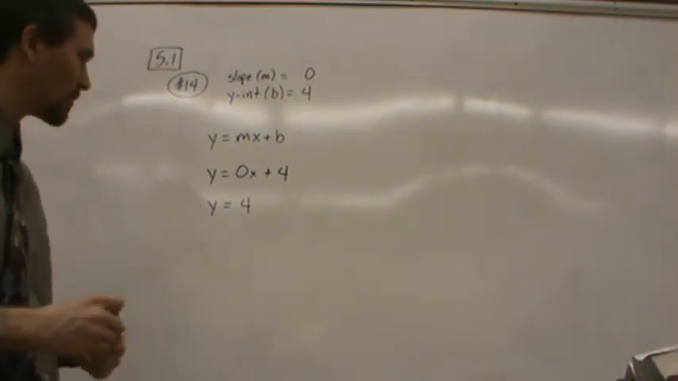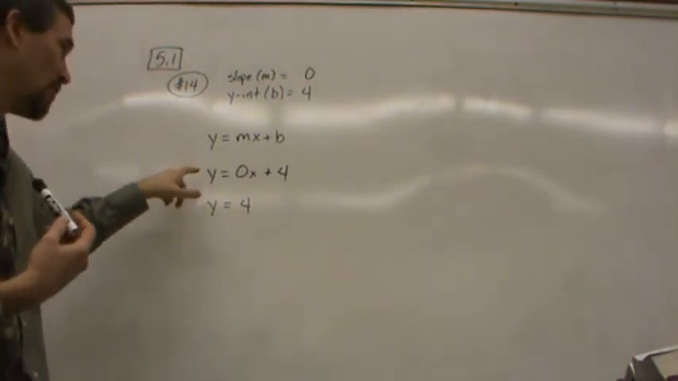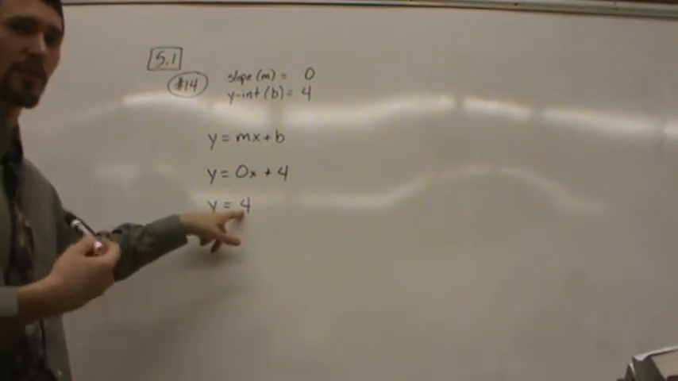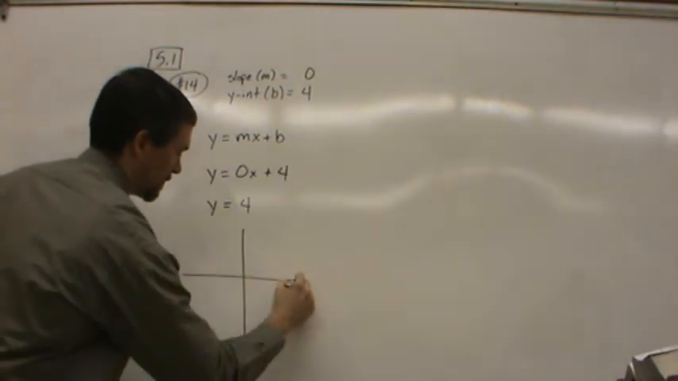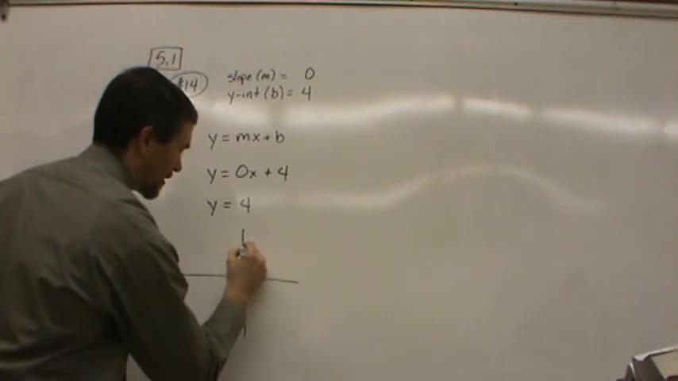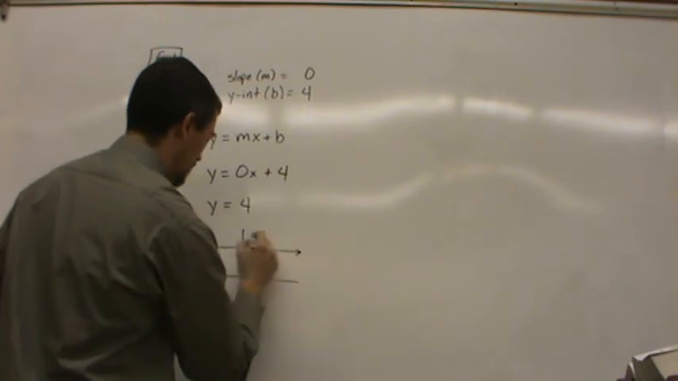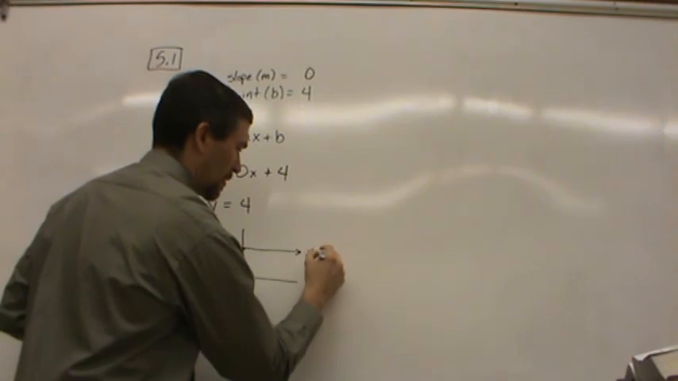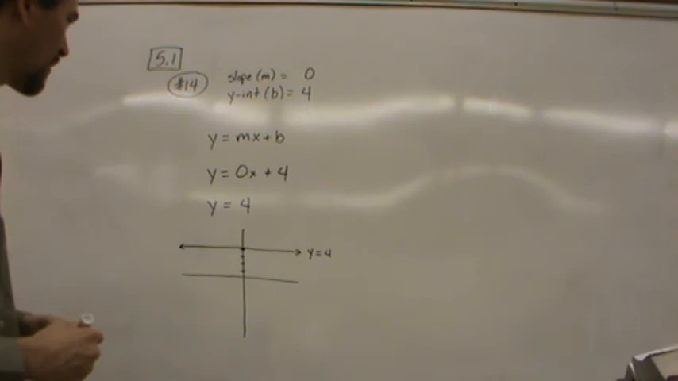So this is really an important moment, as far as I'm concerned, for my students to know. When you see y equals 4, it does involve an x, it's just that the slope is 0. So on the graph, y equals 4, so you go up 4 on the y-axis, and that's our y-intercept right there. That would be y equals 4. The slope is 0, so it's completely flat.